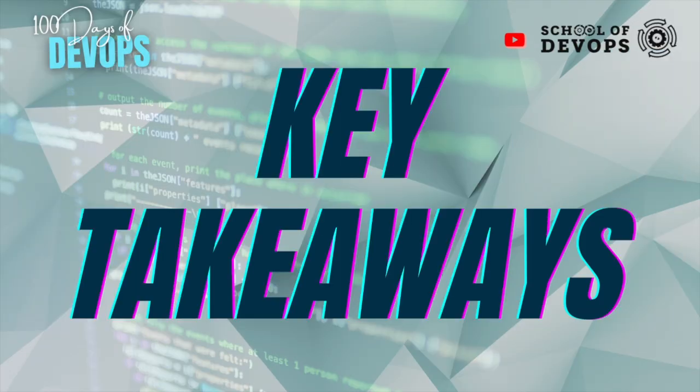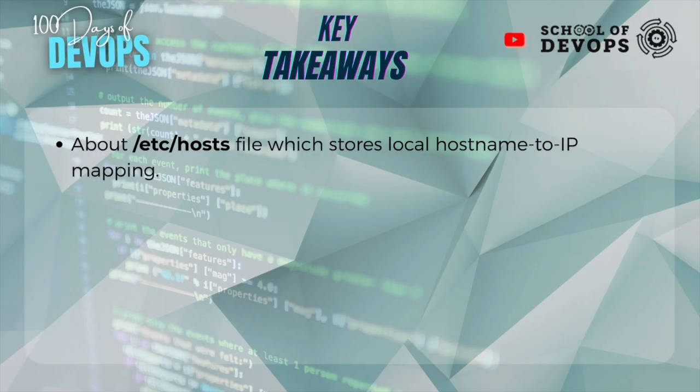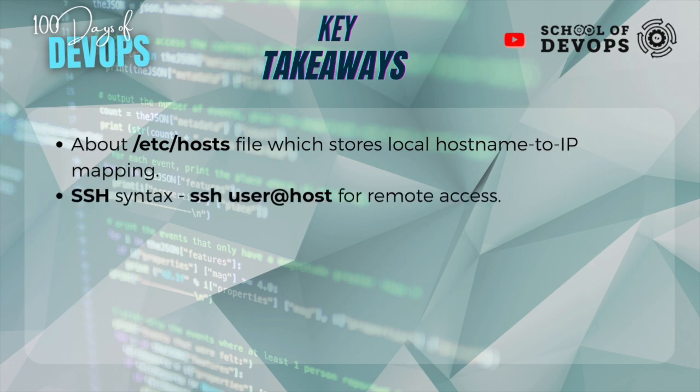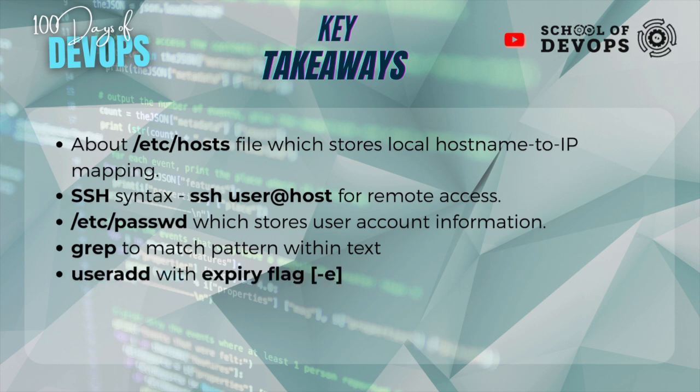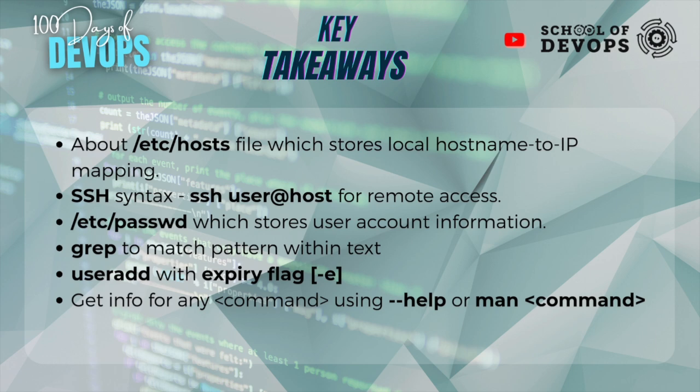Key takeaways for the day. These are very much similar to day 1, but for the sake of information, let's touch each one of them once again. Firstly, the host file which stores the local host name to IP mapping, then accessing the remote system via SSH. Third is the password file that stores the user information and is located at /etc/passwd. Next is the use of the grep command to match any pattern within the text. Next is the useradd command to add a particular user with a custom expiry using the -e flag. Last but not the least is the --help flag to get information about a particular command.